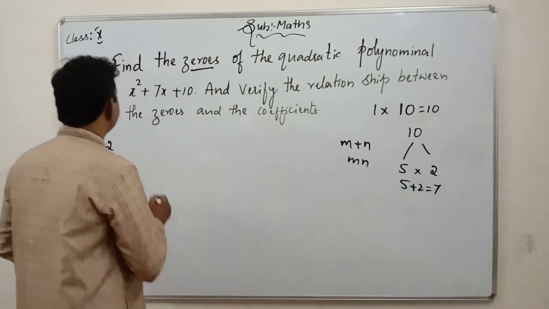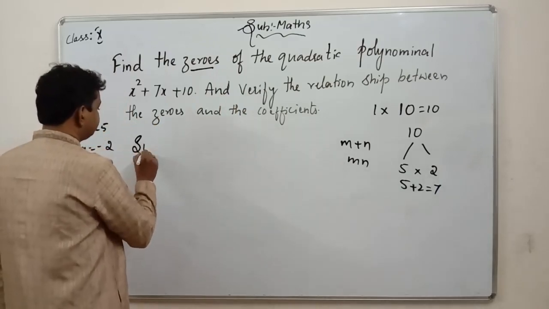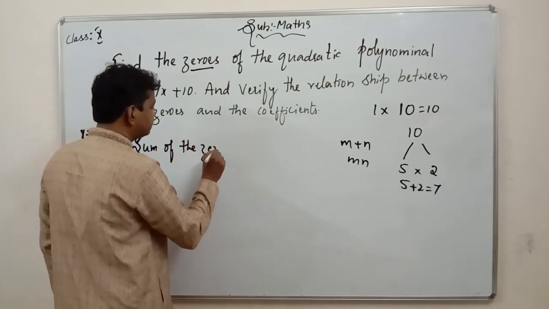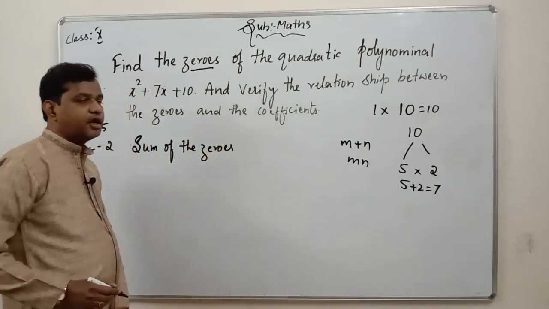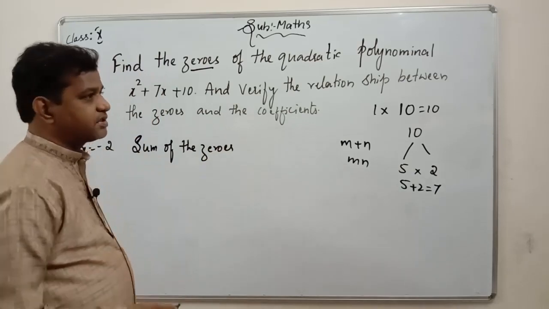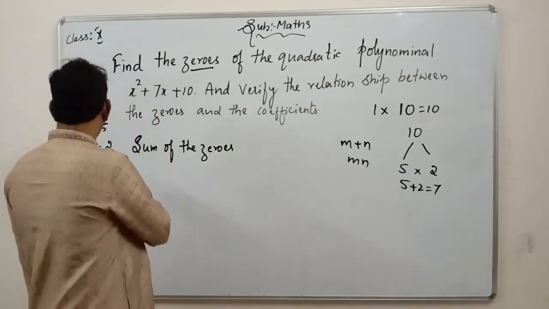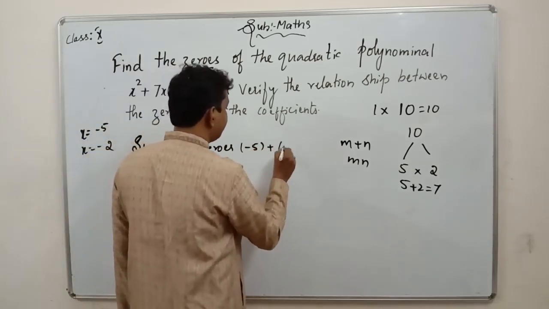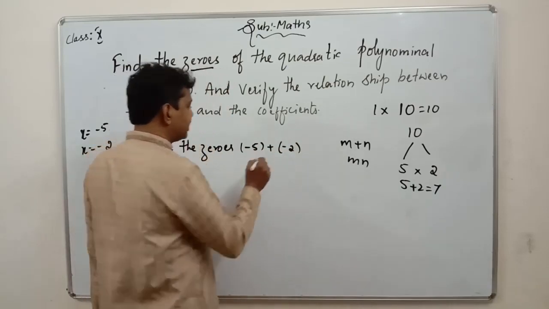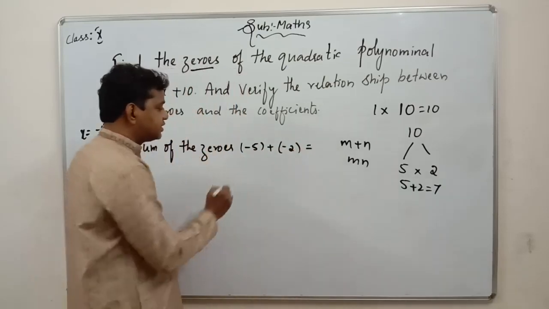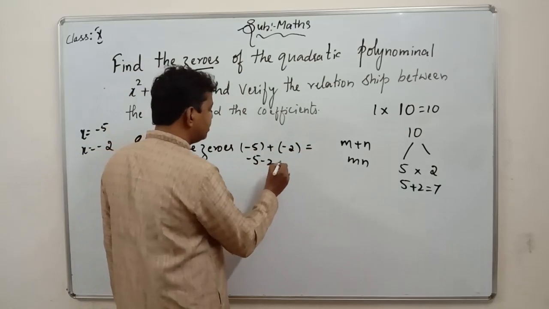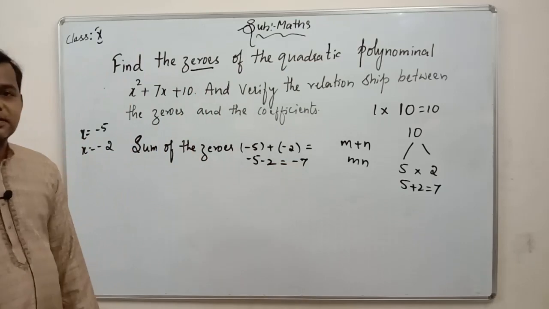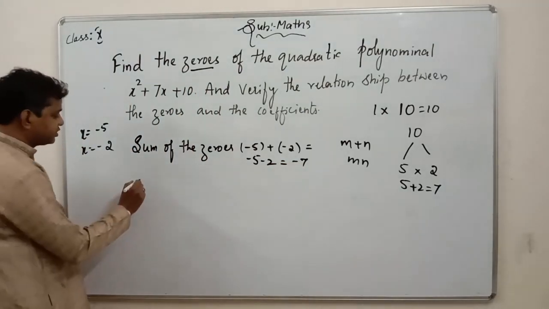First we can take the sum of the zeros. What is the sum of the zeros? You can take it directly as alpha plus beta, or you can take minus 5 plus minus 2. So minus 5 minus 2 equals minus 7. That is the sum of the zeros. Let us take the product of the zeros.